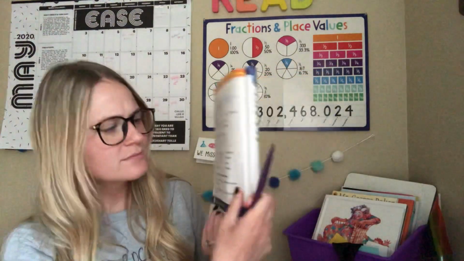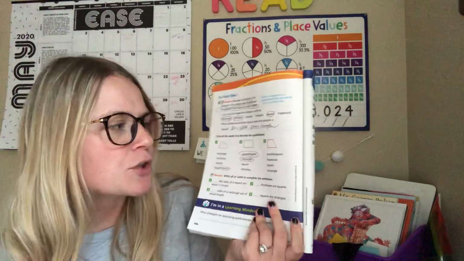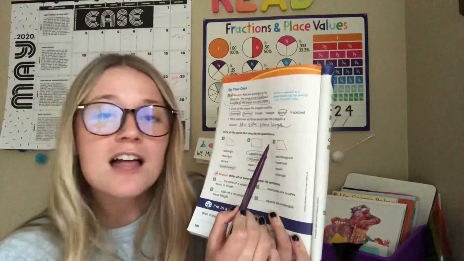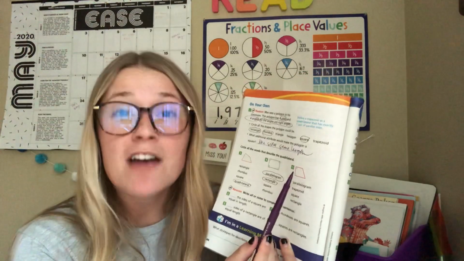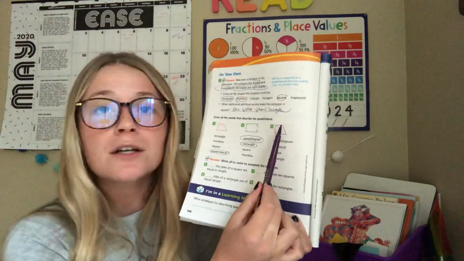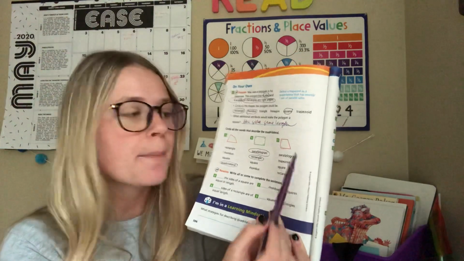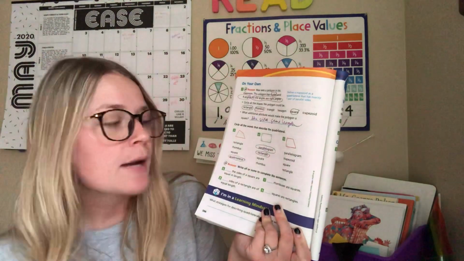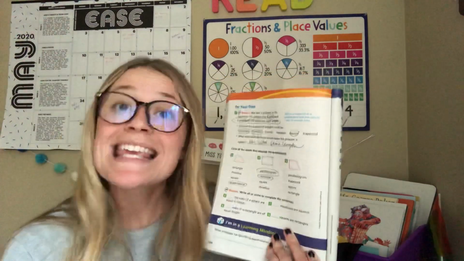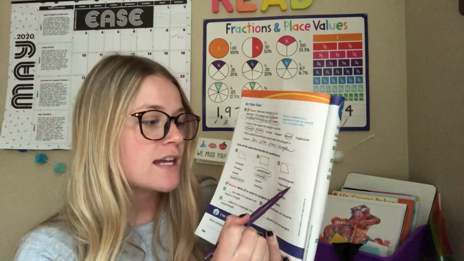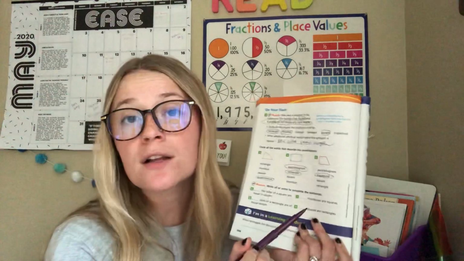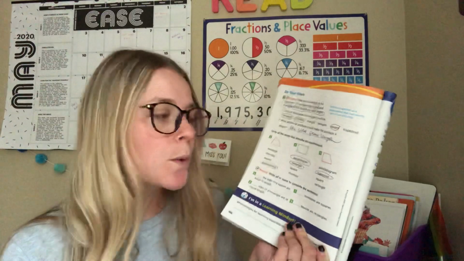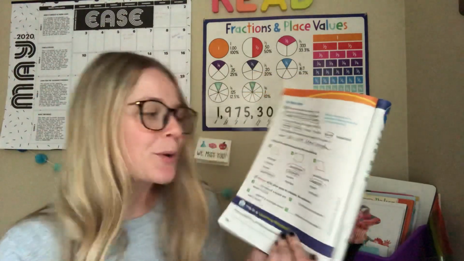Number 5. Is this a parallelogram? No, because a parallelogram has to have 2 sets of parallel sides. The top and bottom are parallel. Left and right sides are not parallel. See how this one goes at an angle? So not a parallelogram. Is this a trapezoid? Yes, because it has 4 sides and it only has 1 set of parallel lines, and that's all we need. Is it a square? No. Is it a rectangle? No.